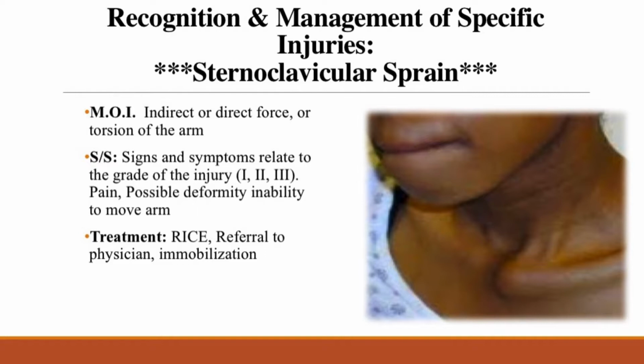The treatment consists of RICE. If the student athlete is experiencing shock or extreme pain, implement your emergency action plan. If not, immobilize the shoulder using an elastic sling and refer the student athlete to his physician. Long-term treatment requires possible surgical intervention depending on the grade and the immobilization.